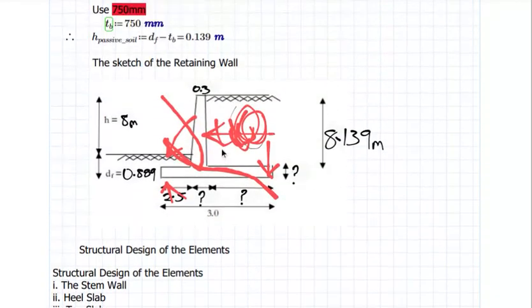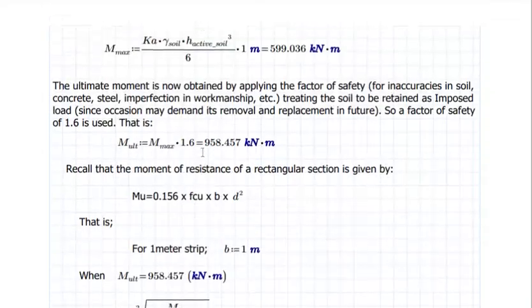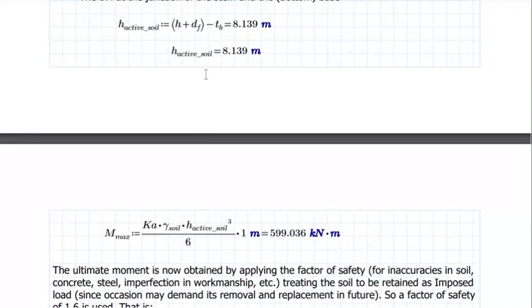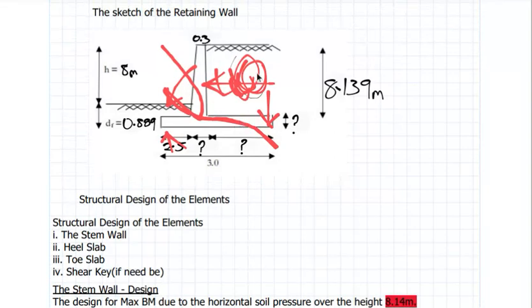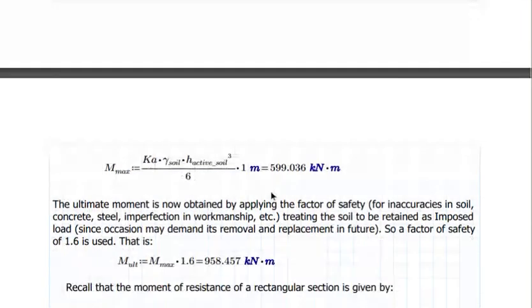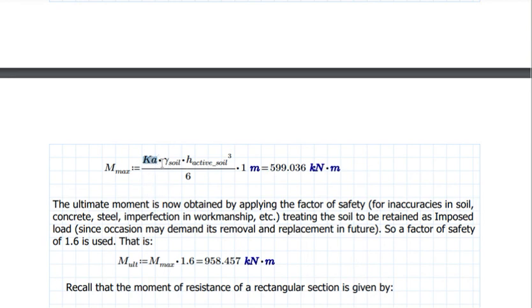This H is the active soil height, which, as I said, is the retained soil area from here to here, cubed over 6. Again, the active coefficient, the soil density, the height of the soil cubed, over 6. We get almost 600 kilonewton meters.